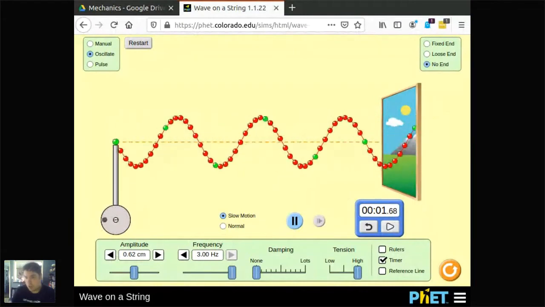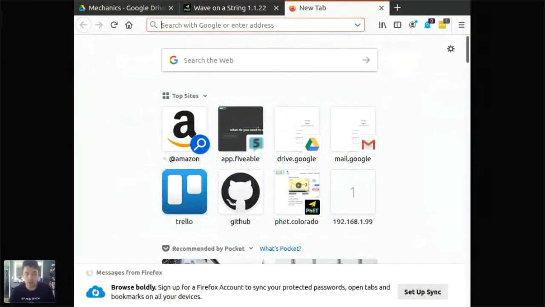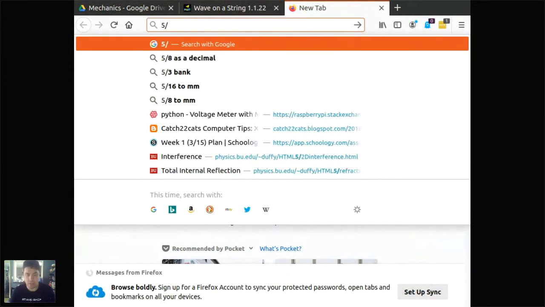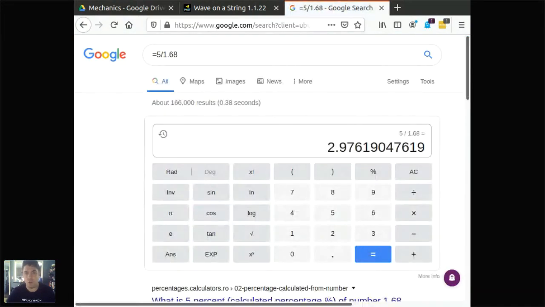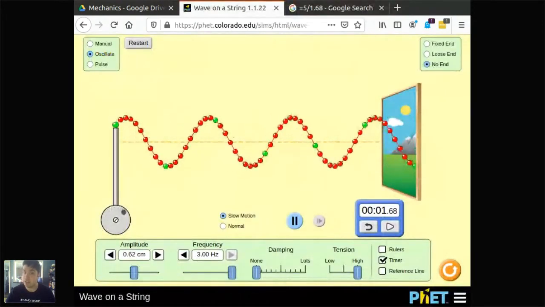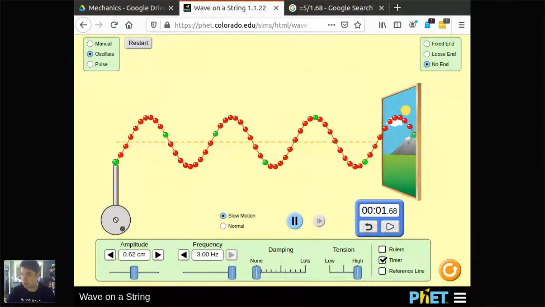So it took 1.68 seconds for 5 waves. So our frequency will be 5 divided by 1.68, or roughly 3 hertz, 3 waves every second. That is frequency. 3 hertz. How about that? 3 waves every second.